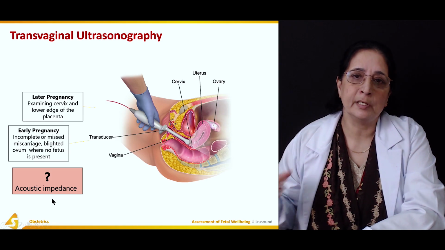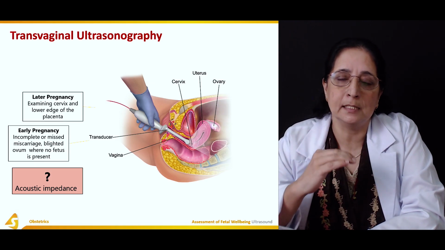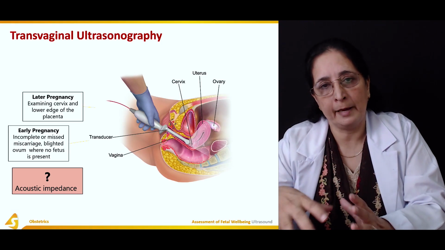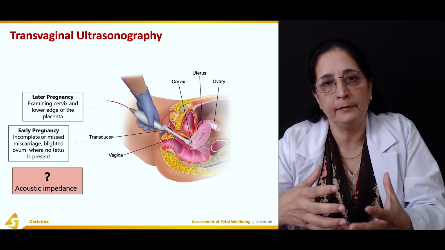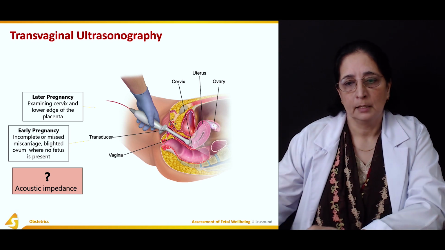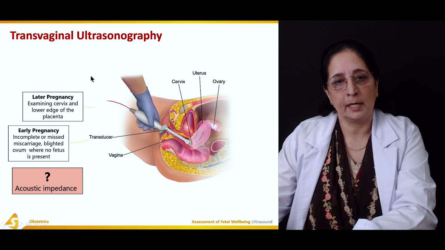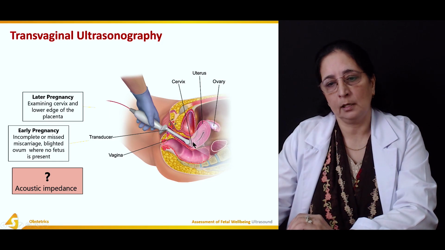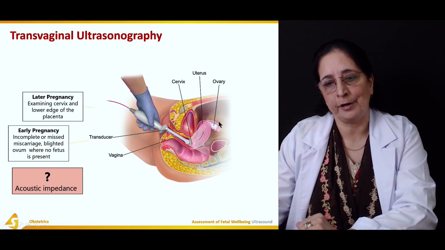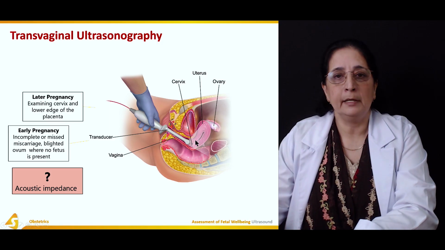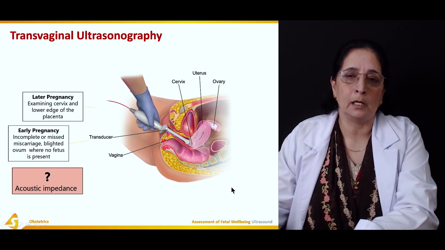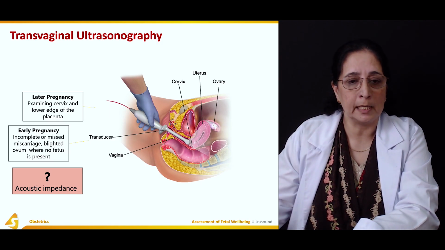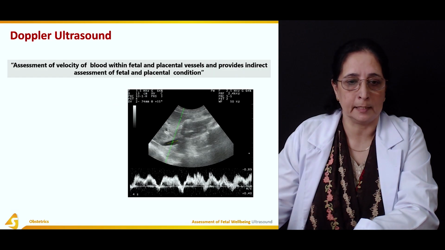Acoustic impedance is the resistance offered by the tissue to the waves, which can give or form the picture. So this is the transvaginal ultrasonography probe, inserted into the vagina. This is the uterus, ovaries, cervix. Very, very helpful to diagnose lower lying placentas, blighted ovum, abortions, incomplete or missed miscarriages.